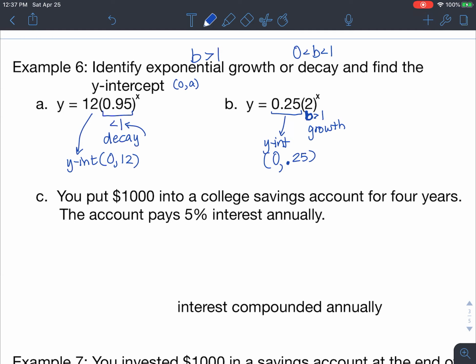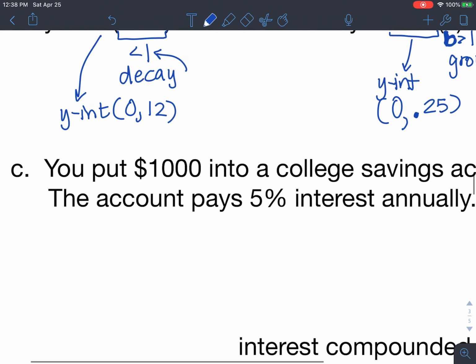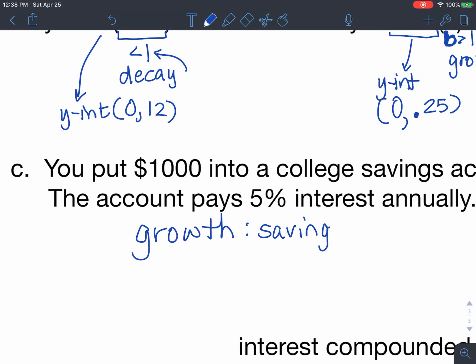Let's look at this next one. It's also still under the directions of, identify if it's growth or decay. You put $1,000 into a savings account for 4 years. The account pays 5% interest annually. Is this growth or decay? Well, it's a savings account, so we hope it's growth. But how do we know this for sure? Well, first, savings accounts grow. That's what they do.